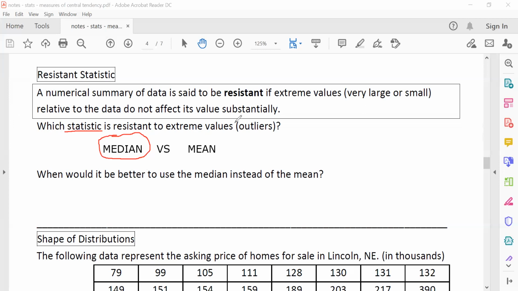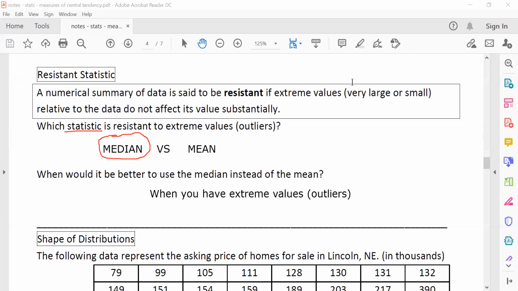When would it be better to use the median as your measure of central tendency instead of the mean? Well, when you have extreme values, which are also called outliers. Now that's not always true, but as a nice little rule of thumb, if you have some extreme values, you're going to want to use the median instead of the mean.